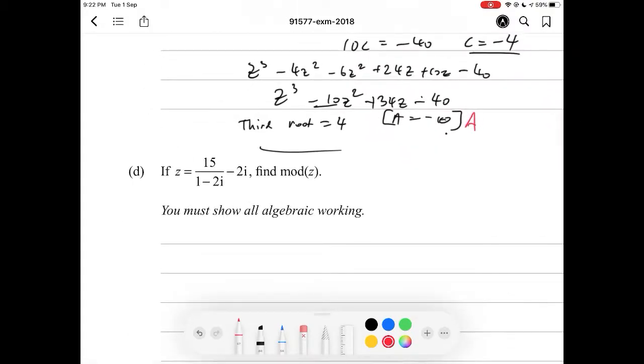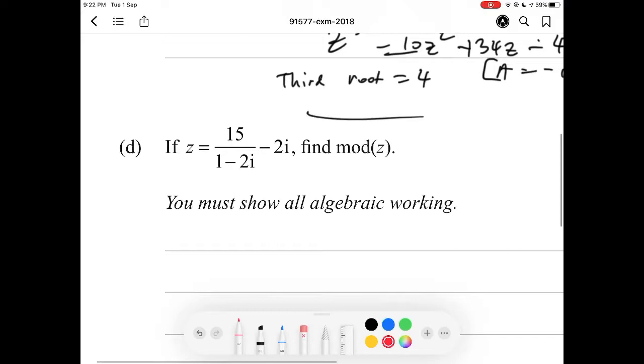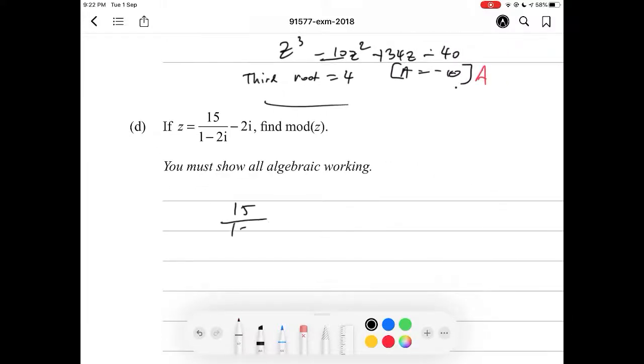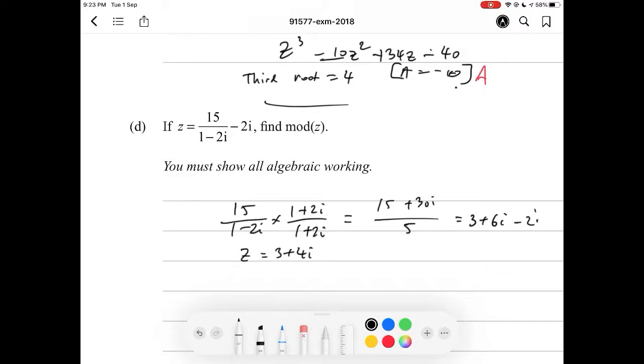Okay, if z equals 15 over 1 minus 2i, find the modulus of z. First things first, we need to multiply by the conjugate in order to get rid of the imaginary part in the denominator. So 15 over 1 minus 2i times 1 plus 2i over 1 plus 2i. This gives us 15 plus 30i over, so 1 times 1 is 1, negative 2i times 2i is negative 4i squared, which is positive 4. 1 plus 4 is 5. So this will give us 3 plus 6i minus 2i, don't forget. So what we have here is z equals 3 plus 4i.